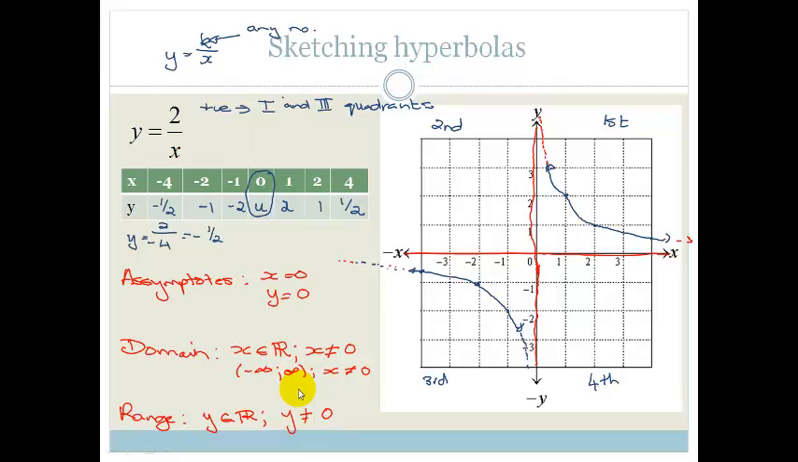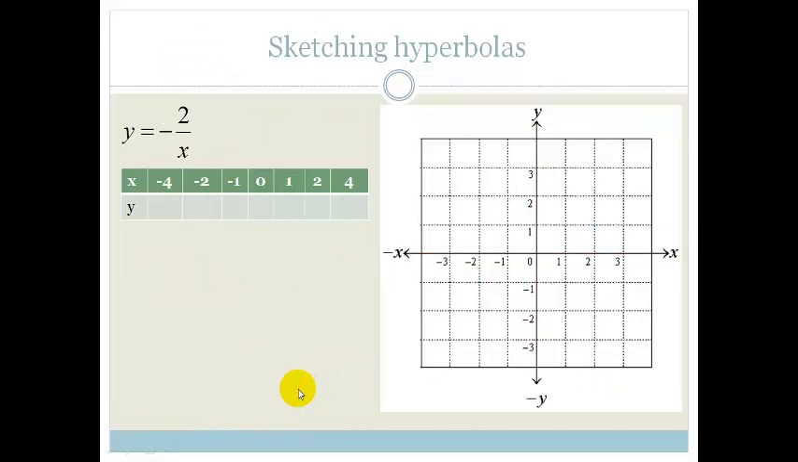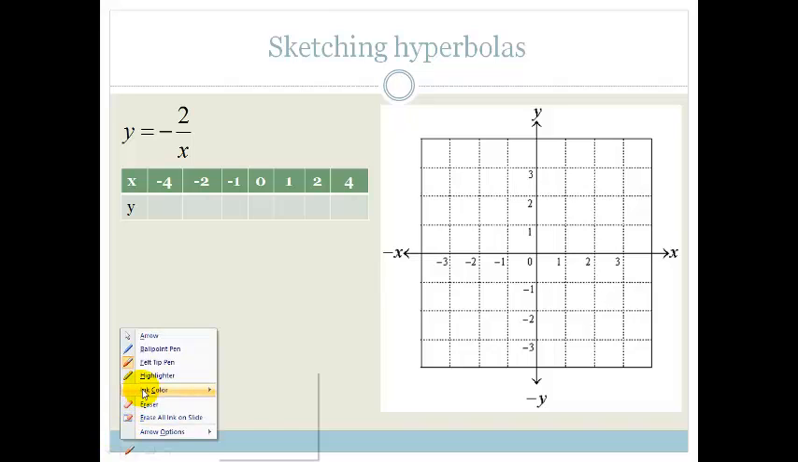Right, let's see what happens now if we do some things to this equation and what type of graphs we get. So let's start with negative 2 over x. So y is equal to minus 2 over x.